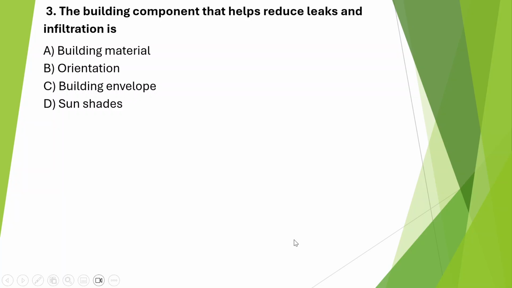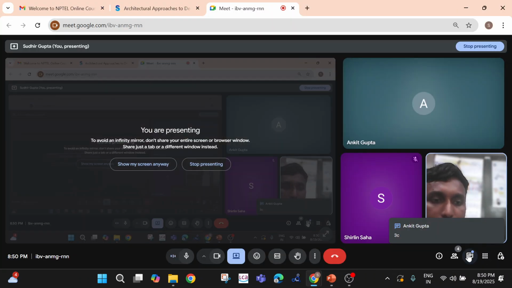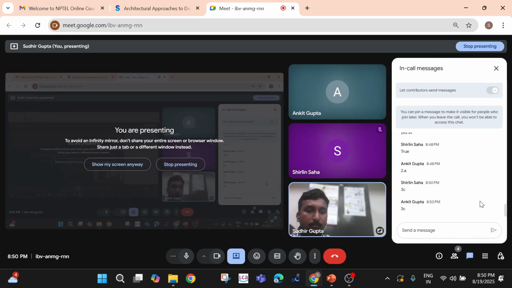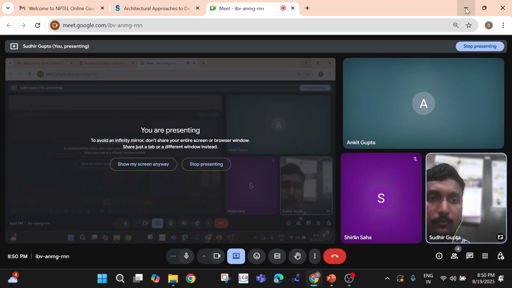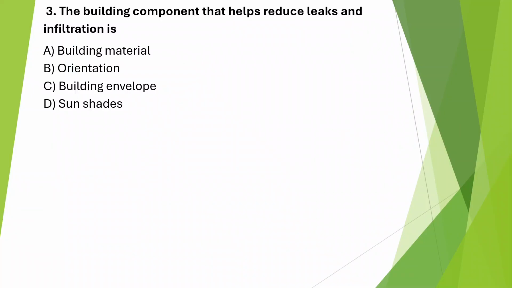I hope you have got the question correctly, and let me see your answers then. Third is C. Okay, so most of you think that building envelope is the correct answer for this question, and it is the correct answer as well. So your concepts regarding this are absolutely correct.